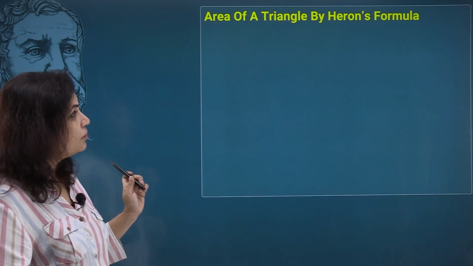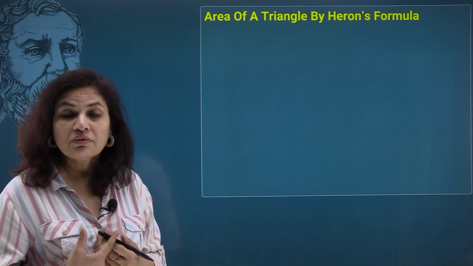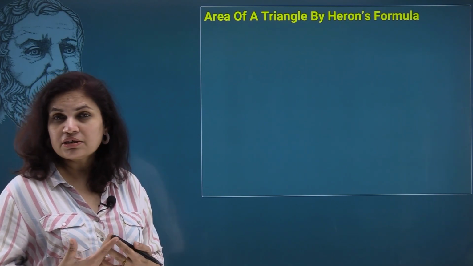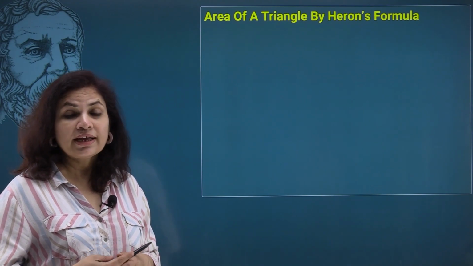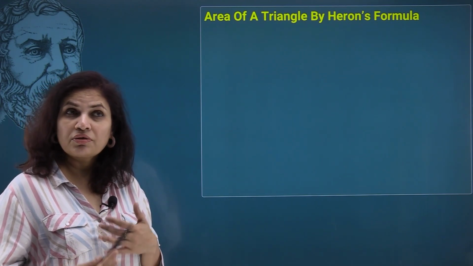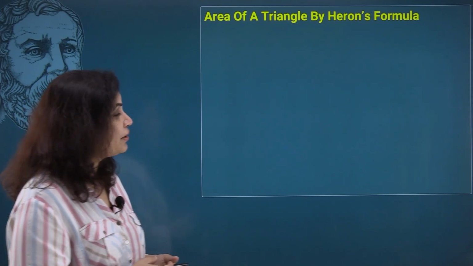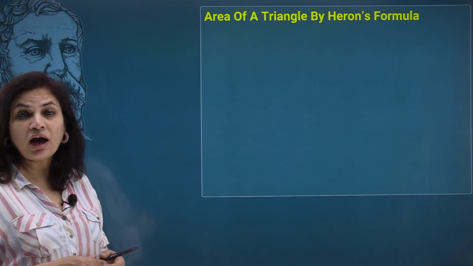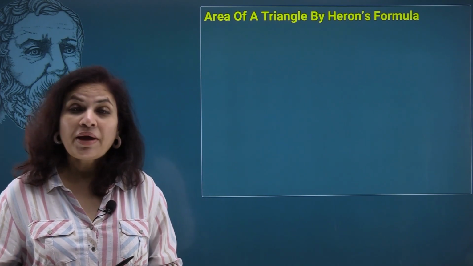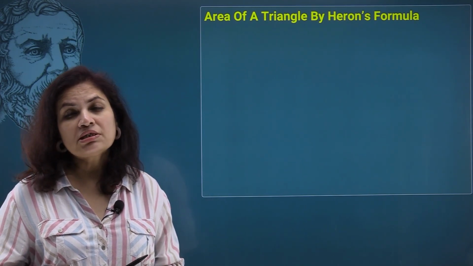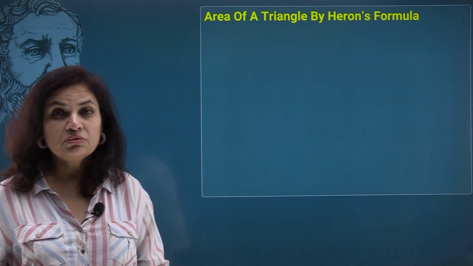Using Heron's formula, Heron devised a formula which resulted to be so useful and constructive that it helped us to calculate the area of any triangle irrespective of its sides. So area of a triangle by Heron's formula, how is it calculated? It is calculated using the perimeter of a triangle. The concept of the perimeter of the triangle is used to find the area of a triangle using Heron's formula.